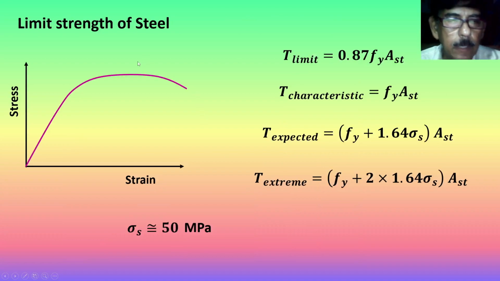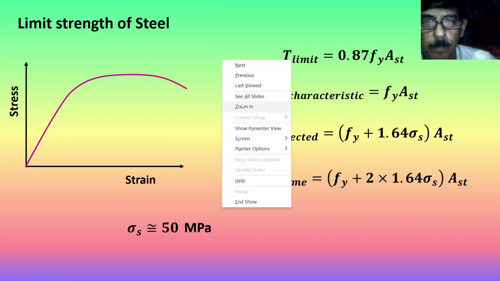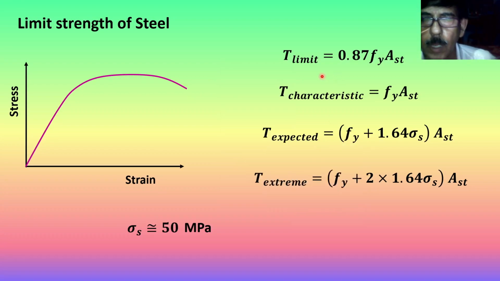Limit strength of steel. Nowadays, high strength deformed bars are used, which do not show any specific yield point, and the stress strain curve is usually nonlinear. So what is the corresponding stress and strain, you can get from the codal diagram or also in the SP16 in Indian publication. So the limiting tension available in the steel will be given by 0.87 Fy Ast.